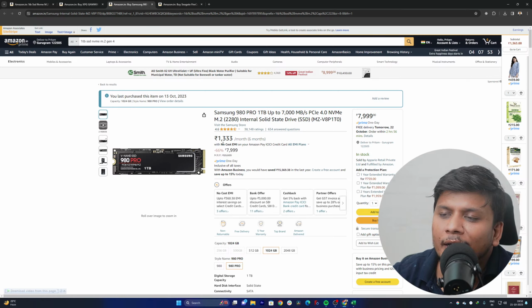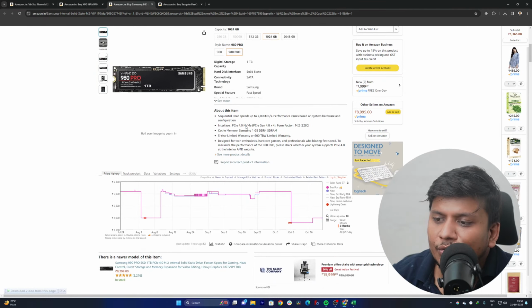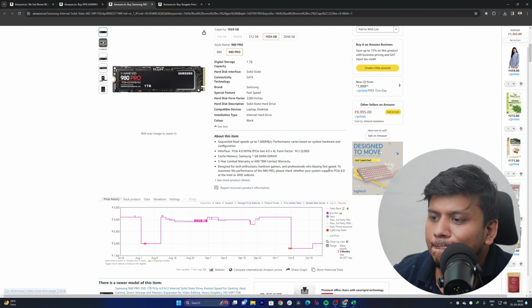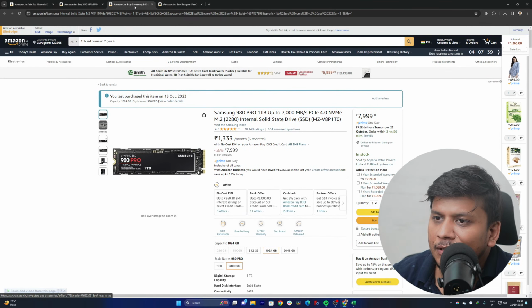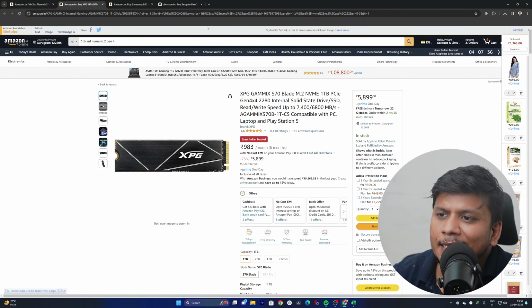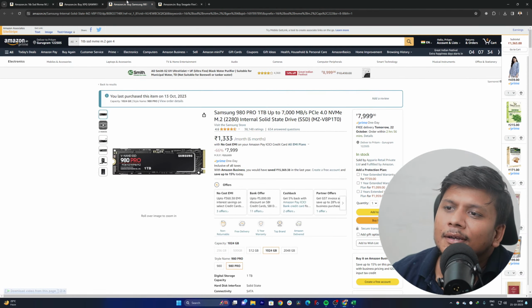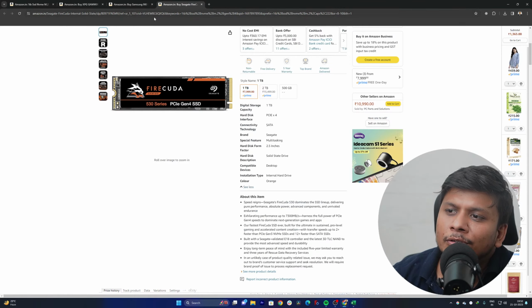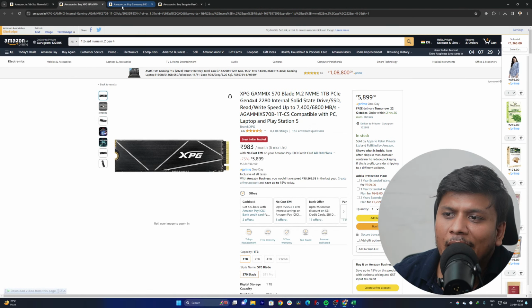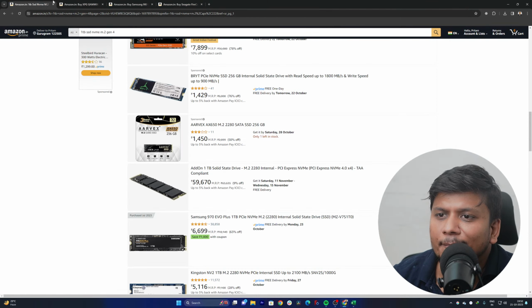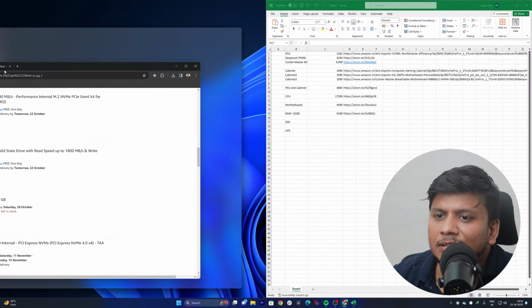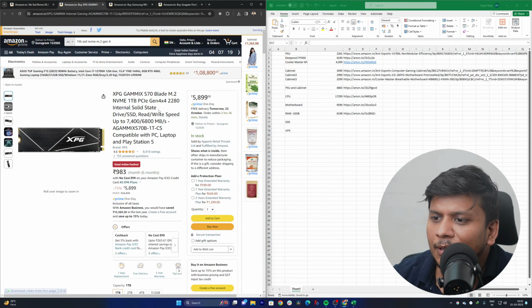Although the companies have also worked on their memory controller, or the storage controller, we can say. That has also helped these companies improve the life of these SSDs. So based on considering all those factors, I can suggest these three drives. You can go with either of them. And let me put their links one by one.